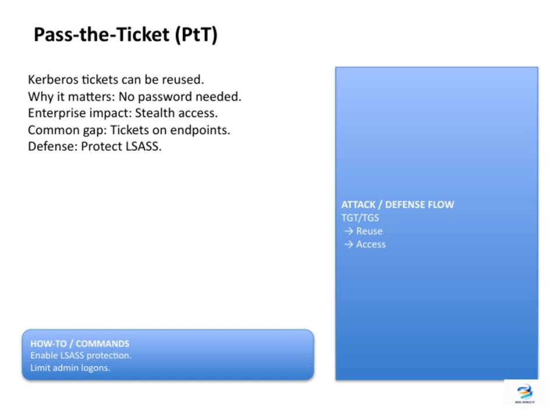In summary, understanding how tickets are reused and implementing defenses like LSASS protection are essential to defending against these stealthy attacks. Recognizing these flow patterns helps us better secure our environments against evolving threats.